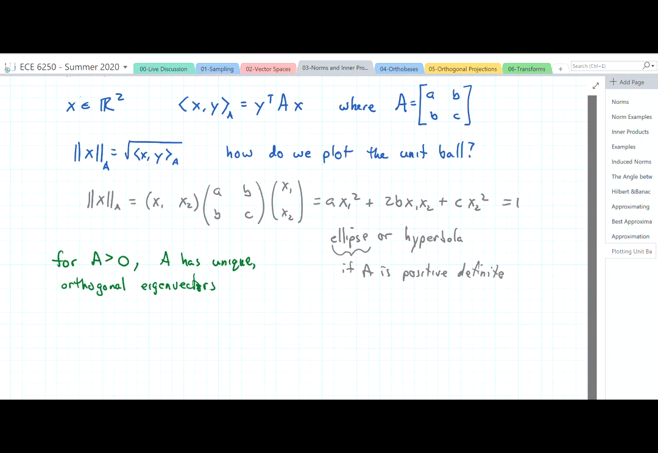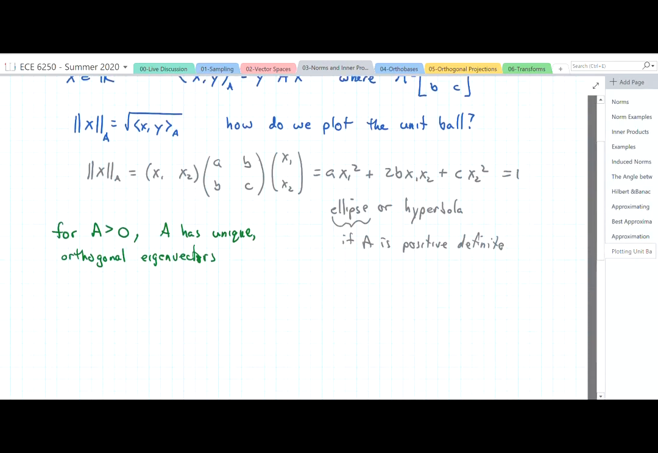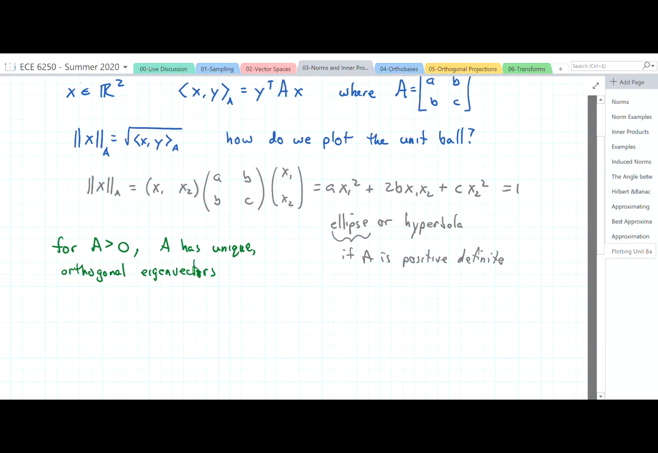How? Well, if V is an eigenvector, then a multiple of V is also an eigenvector. So if we have two unique orthogonal eigenvectors, we can express x in terms of those vectors. Let's do that. Let x equal a times the first eigenvector plus b times the second eigenvector.